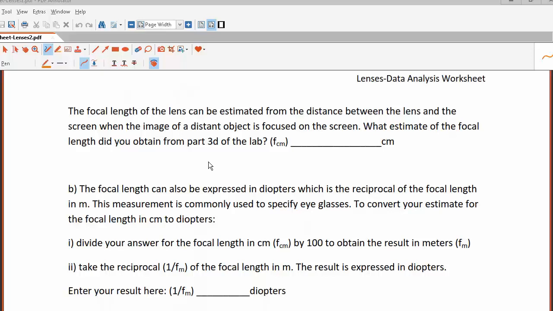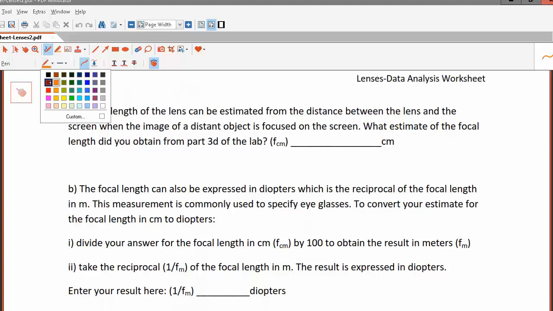In the experiment with the camera, you are asked to measure the distance between the screen and the center of the magnifying glass. That is an estimate for the focal length of the lens. In my case, I got a result of 23 centimeters.